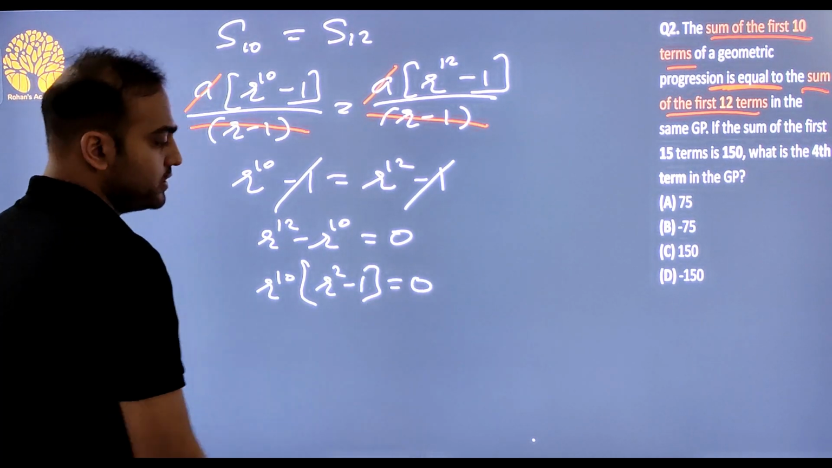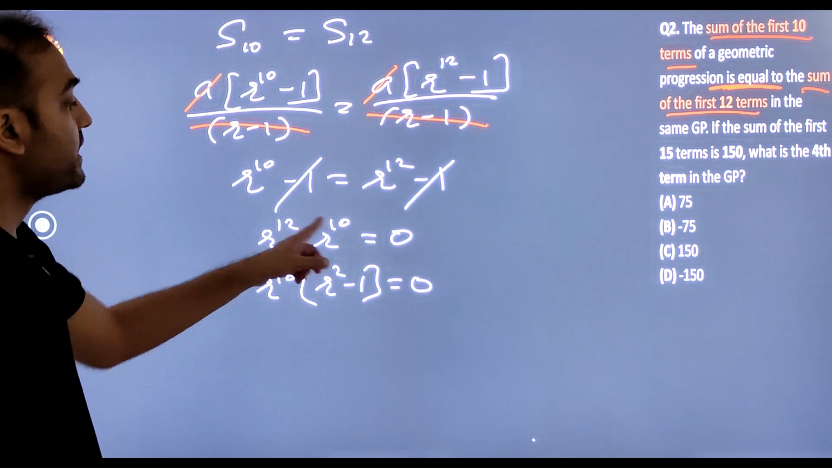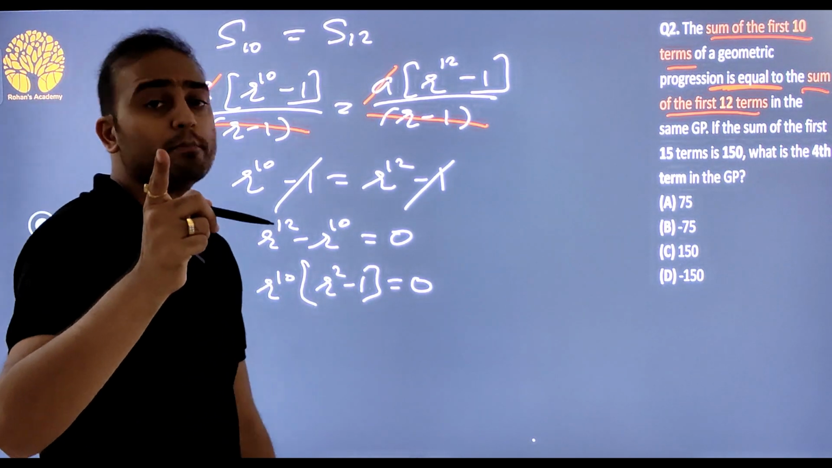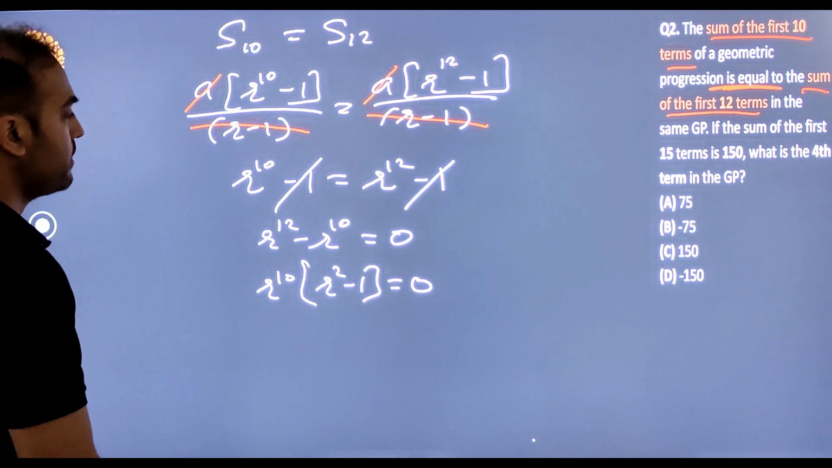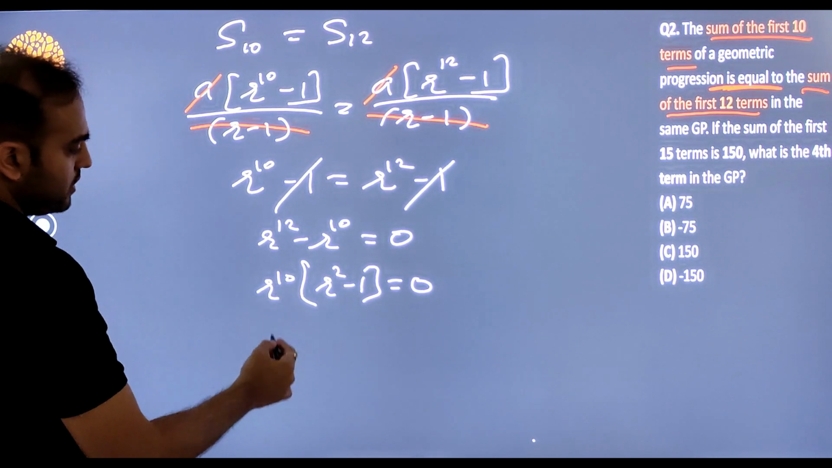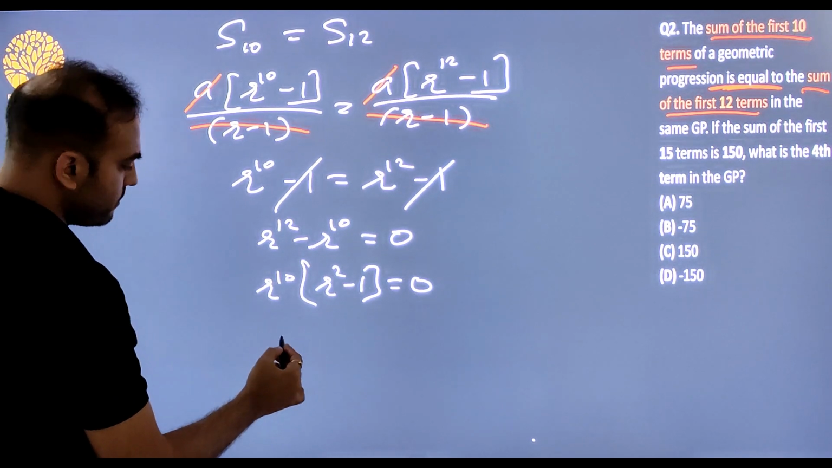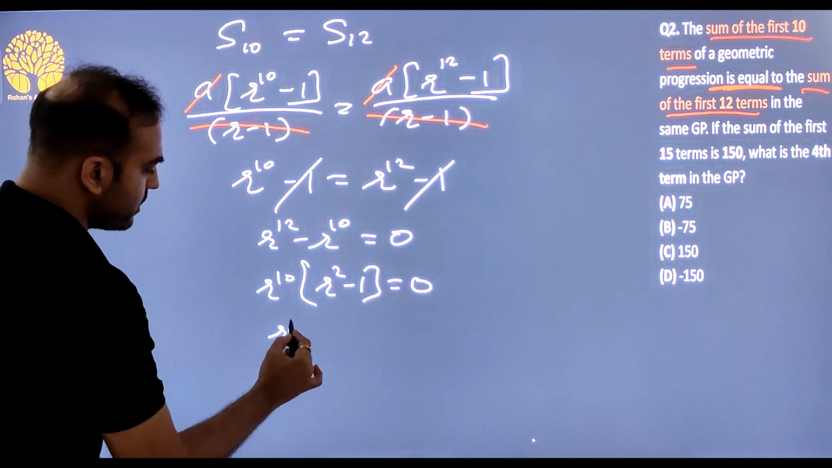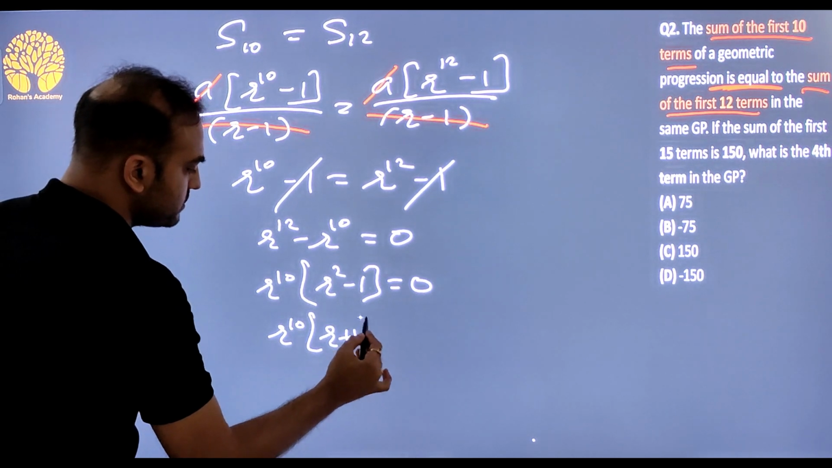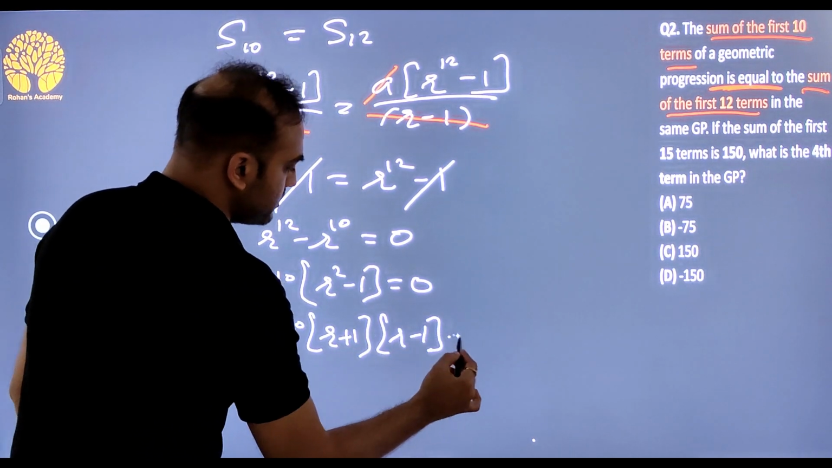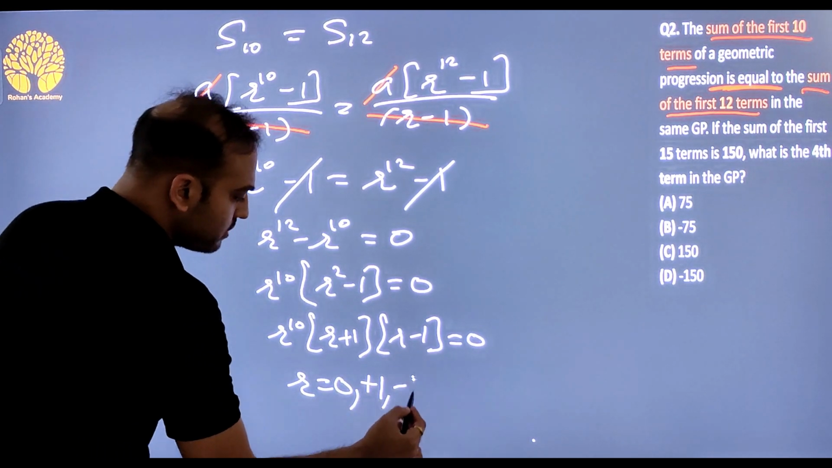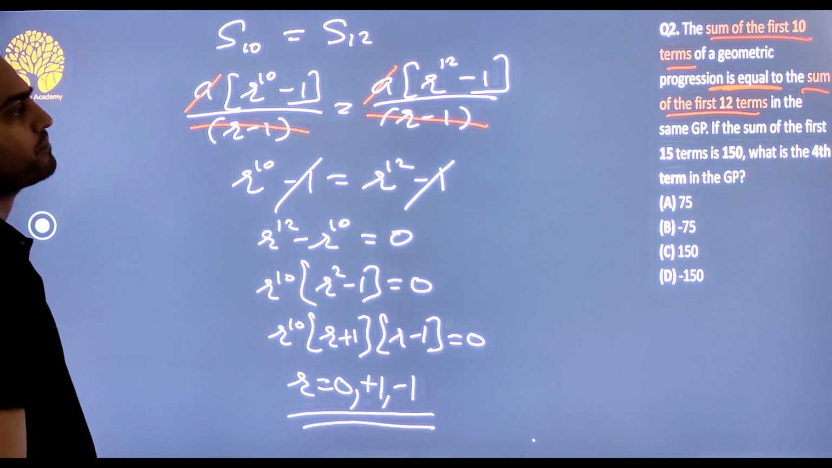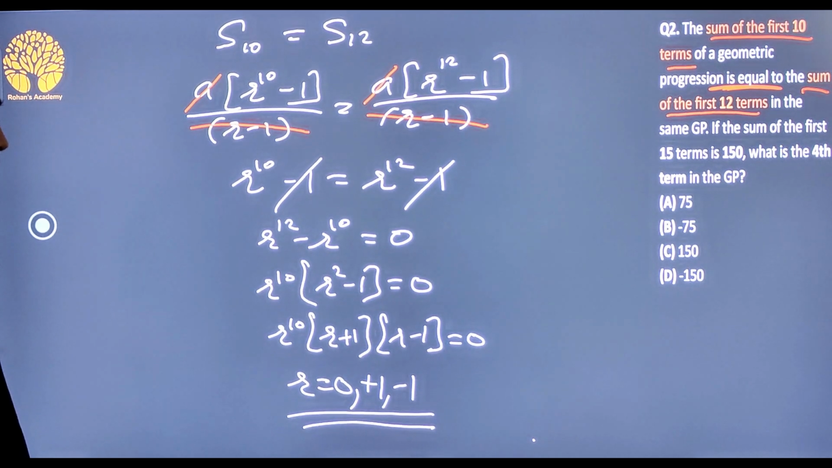R square minus 1 is 0. Remember, never cancel the variables. We have done this in absolute values, right? Never cancel the variables. Now if we simplify this, R power 10, R plus 1 into R minus 1 is 0. R is either 0, plus 1 or minus 1.